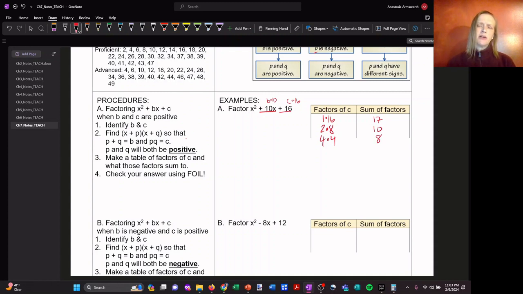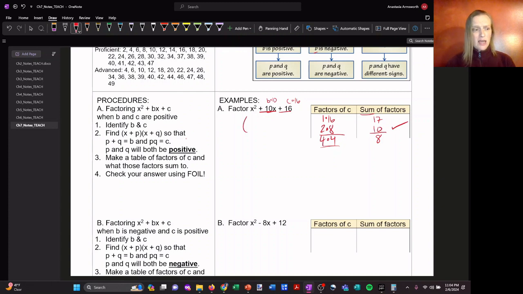Notice I get my biggest sum when I use 1 and the number itself. So if I have a really big sum in the middle, I would want to use those extreme factors of C. If I have a smaller B value in the middle of my polynomial, then I would want to choose factors that are similar to each other, like 4 and 4. Here you can see that the pair of factors that add to 10 are 2 and 8, and so those are the factors I want to use as I factor this polynomial.